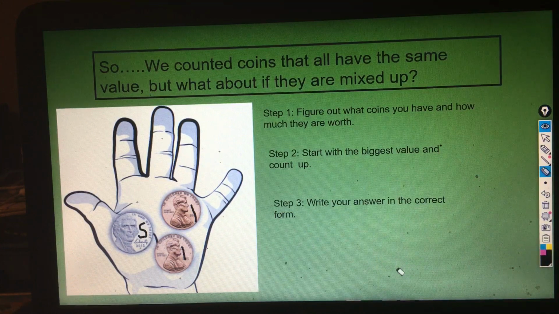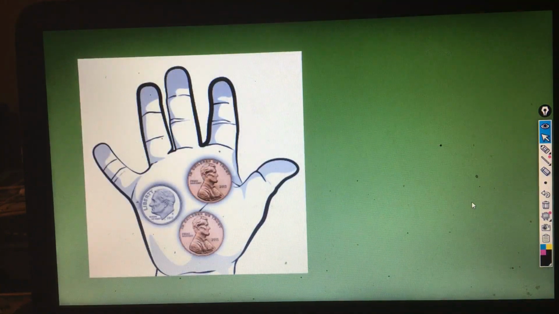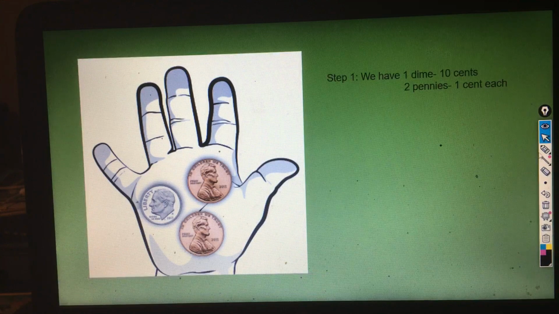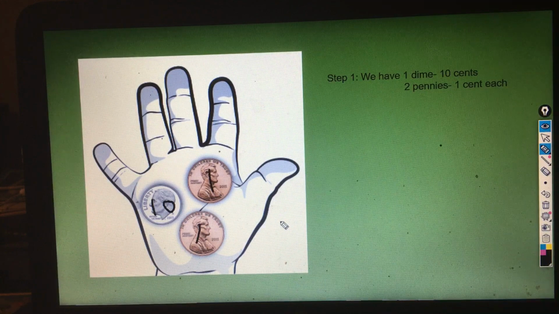So we're going to do a little bit more practice with mixed coins. So here we go. We have another little child's hand, it looks like, and we still have 3 coins. So remember, step 1 is we have to know our coins. Well, we see this is 1 dime because it's the little one and it is worth 10 cents. And then we have 2 pennies, which is worth 1 and 1.